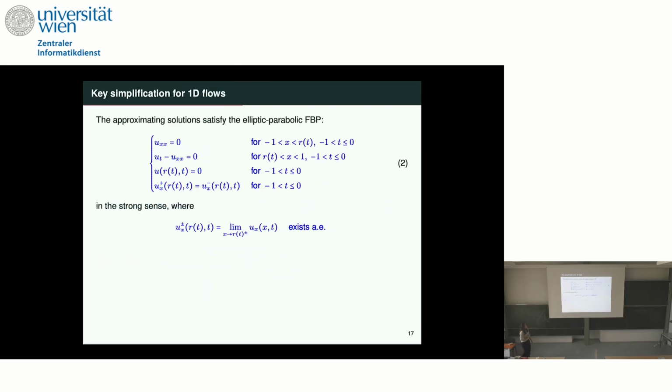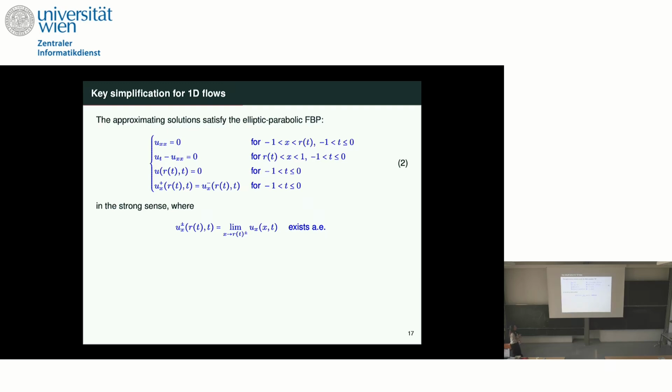It turns out that thanks to these classical results that we already have in hand, for the approximating solutions, we can show that they satisfy this elliptic-parabolic free boundary problem. The free boundary is given by the graph of a function R. To the left of this interface, U is harmonic. To the right, U is caloric, and then U satisfies this free boundary condition. This is like saying that U is C1, but this is not satisfied for all times. This is satisfied in the strong sense, for almost every time.